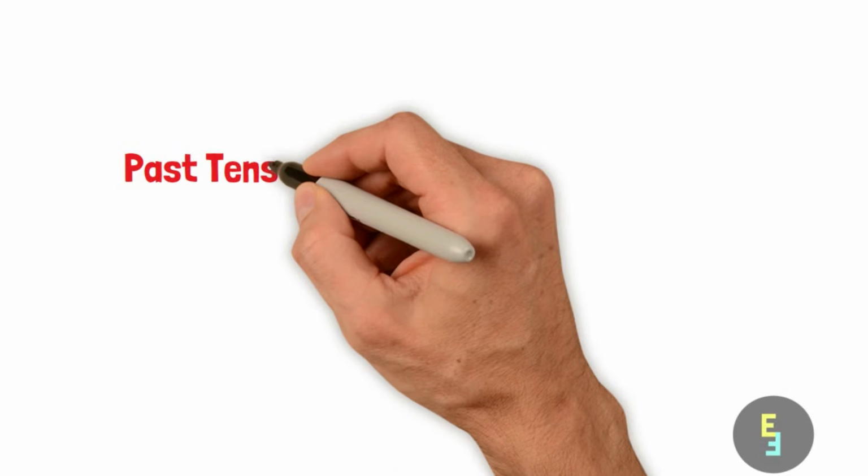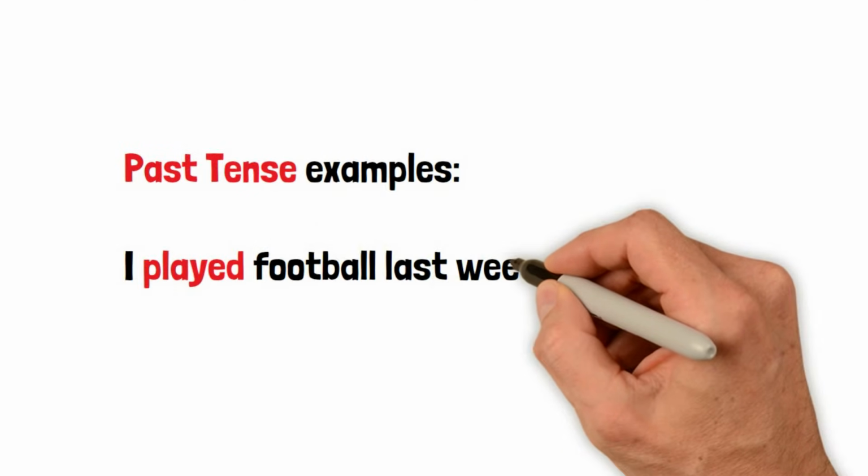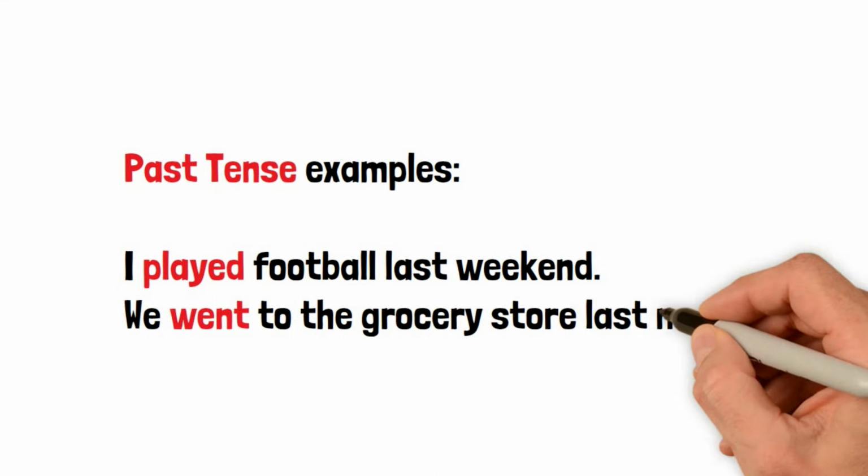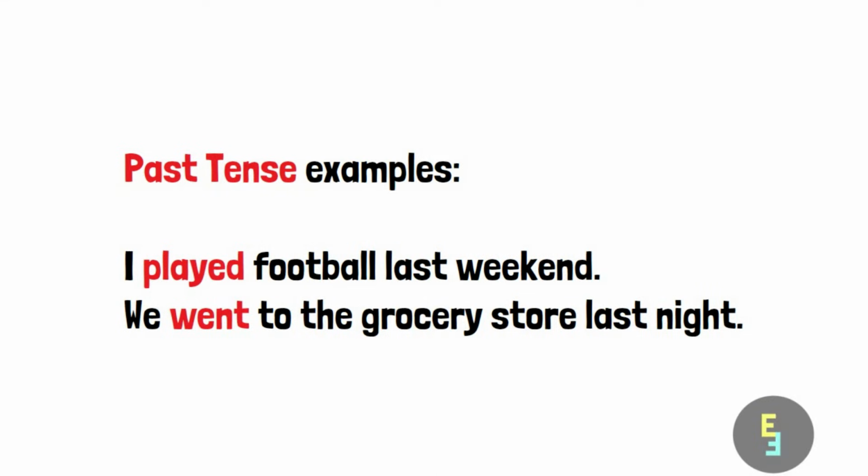For example, I played football last weekend. We went to the grocery store last night. Both sentences suggest that the actions already happened in the past. These are completed actions. The verbs played and went are both in simple past tense form.